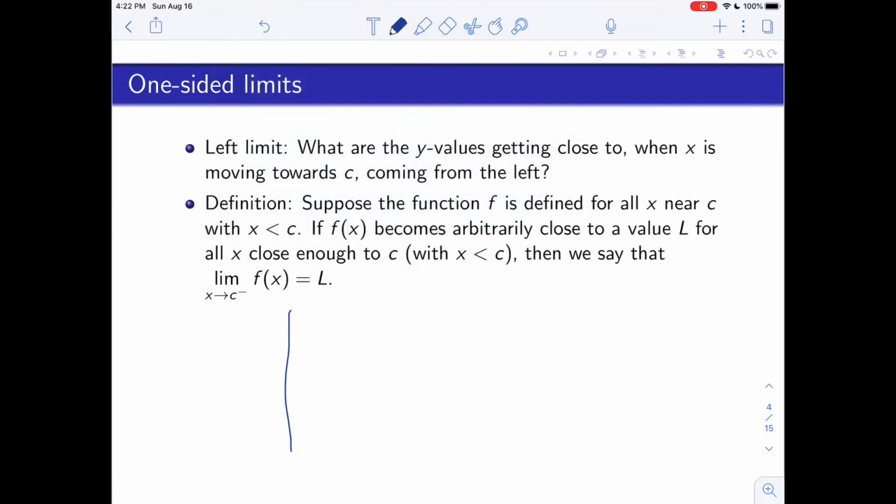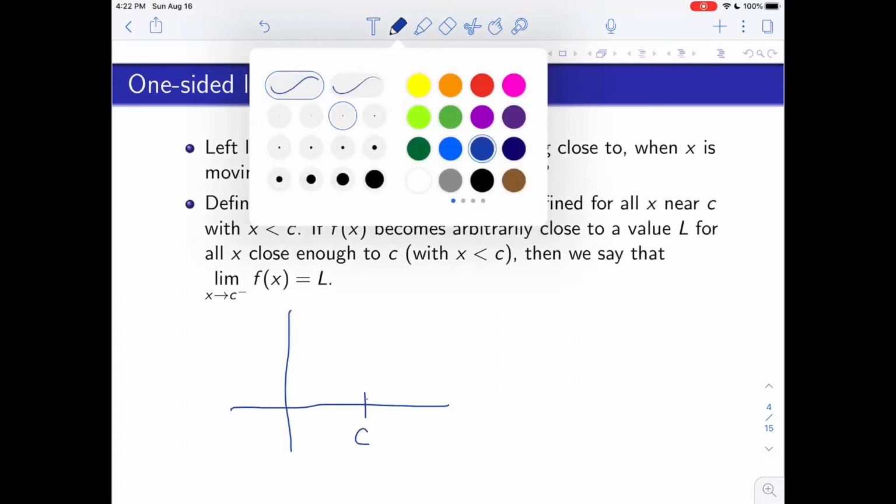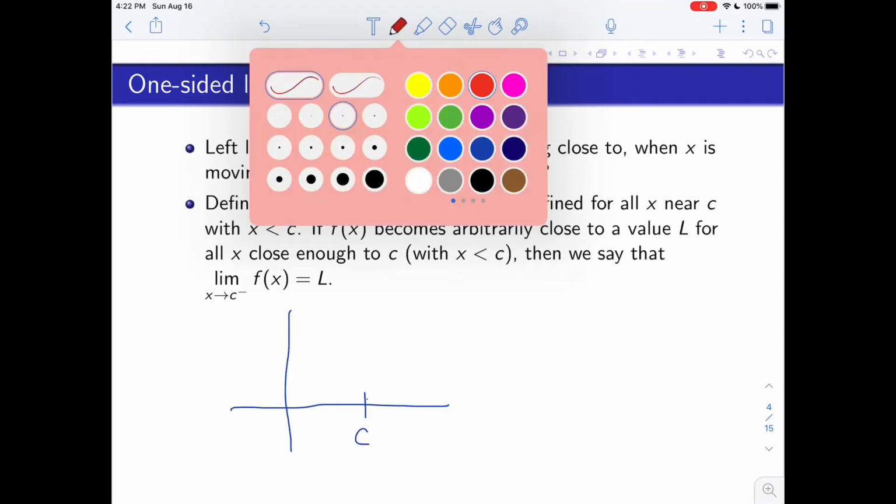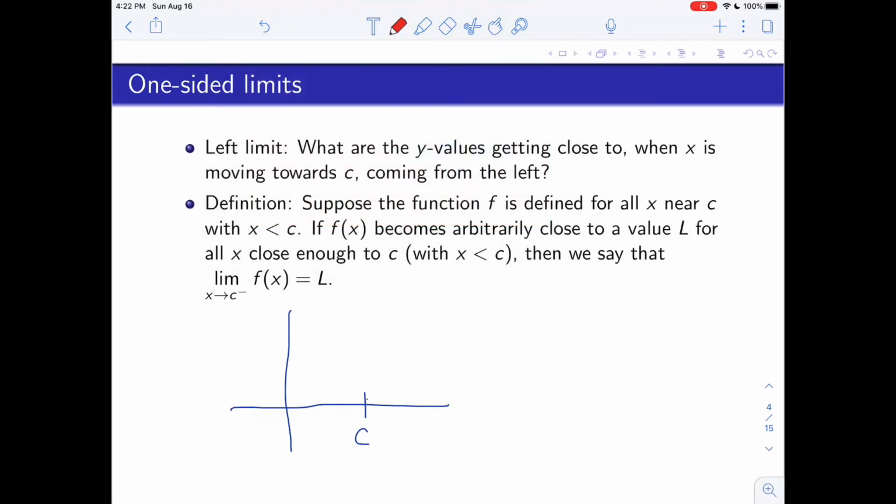So let's get a picture to go with that. Here's my coordinate plane, and here's my point c. And perhaps my graph has two different things going on the left and right side of c. Perhaps on the right side of c, my graph goes off like this. But on the left side of c, it goes straight up like a line.